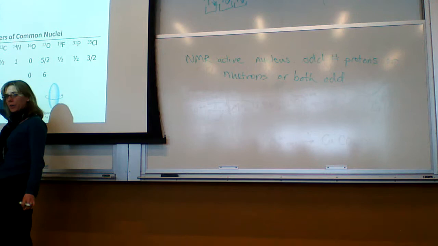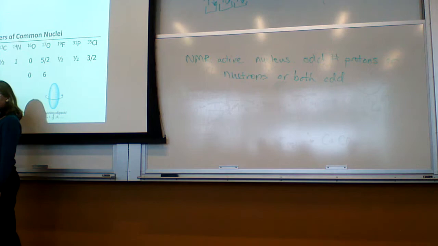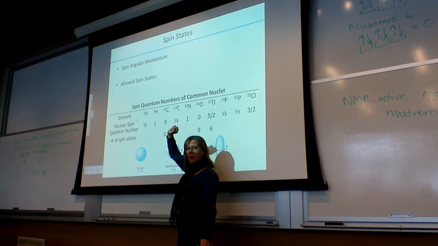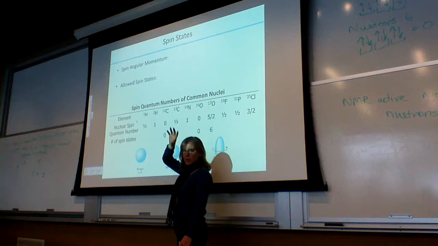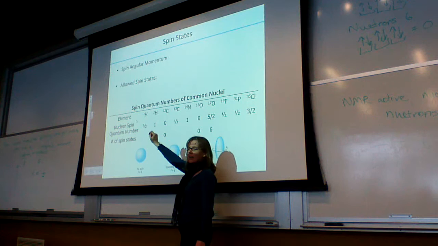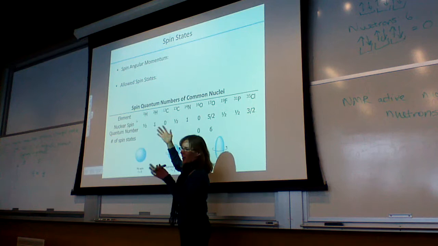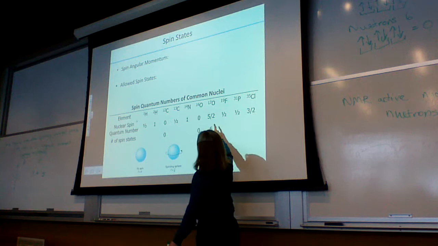Carbon 12 has an even number of protons and an even number of neutrons, so it is not NMR active. However, if we make the isotope of carbon, carbon 13, then you have an odd number of neutrons. Protons stay the same because it's still carbon, but with an odd number of neutrons, it is NMR active. It has a nuclear spin quantum number of 1/2. Nitrogen is going to be both odd, and so it can be seen. Oxygen, both even, so it can't be seen unless we use an isotope, etc.